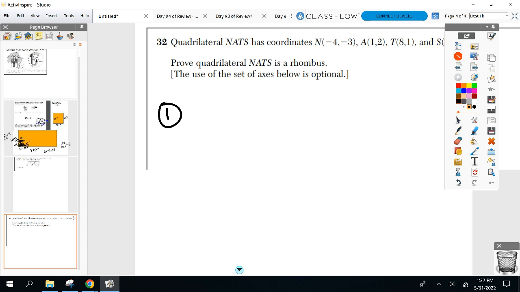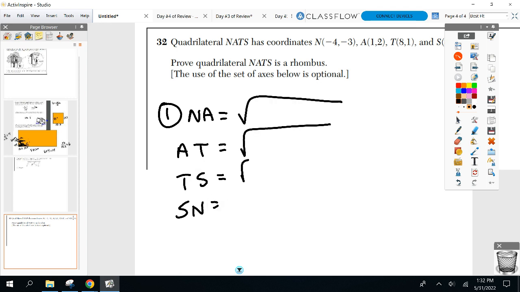So number 1, you said distance formula, right? So NA, AT, TS, SN. Showing me all the distances. What do they come out to be? Radical 50? Okay, so you throw your numbers in the distance formula, square root of 50. I would highly recommend you don't try to be a hero and break it down, because if you get it wrong, we have to mark it off. This is fine.